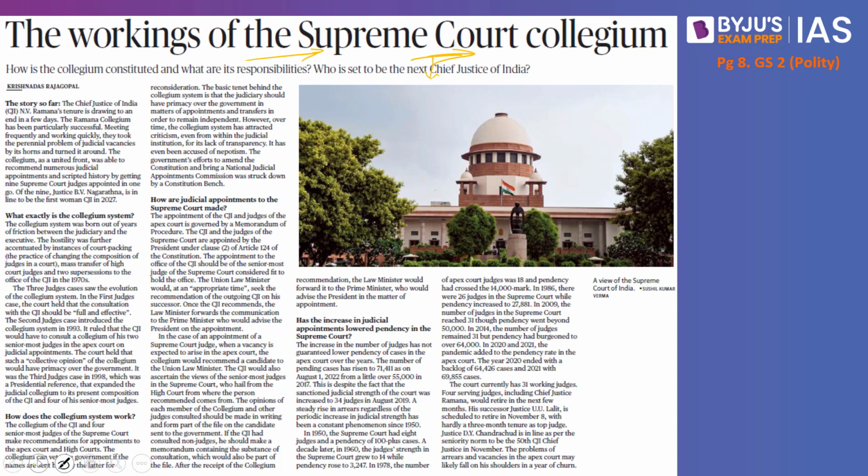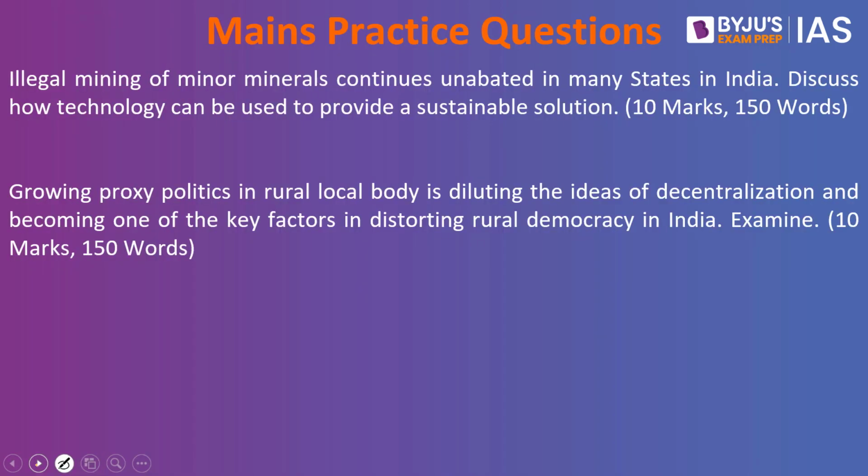Now let's look into the mains practice questions. Illegal mining of minor minerals continues unabated in many states in India. Discuss how technology can be used to provide a sustainable solution. Next question. Growing proxy politics in rural local bodies is diluting the ideas of decentralization and becoming one of the key factors in distorting rural democracy in India. Examine.